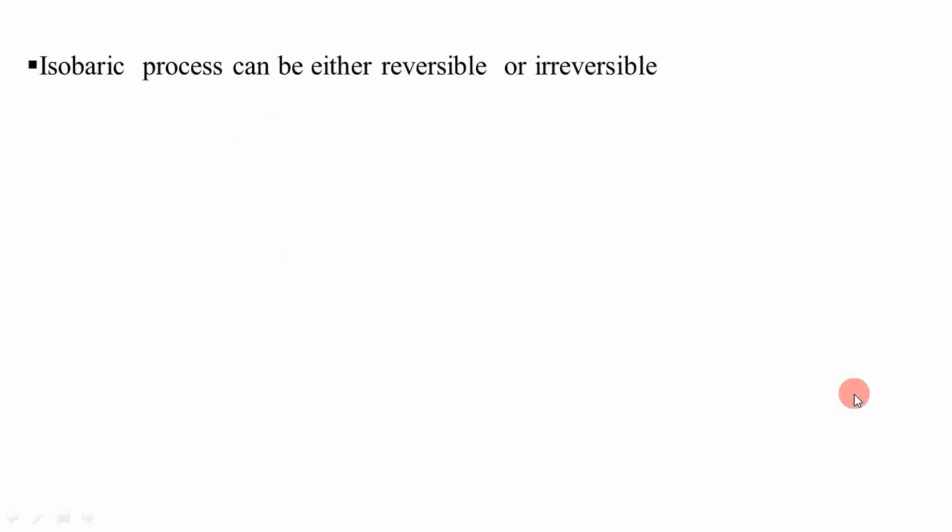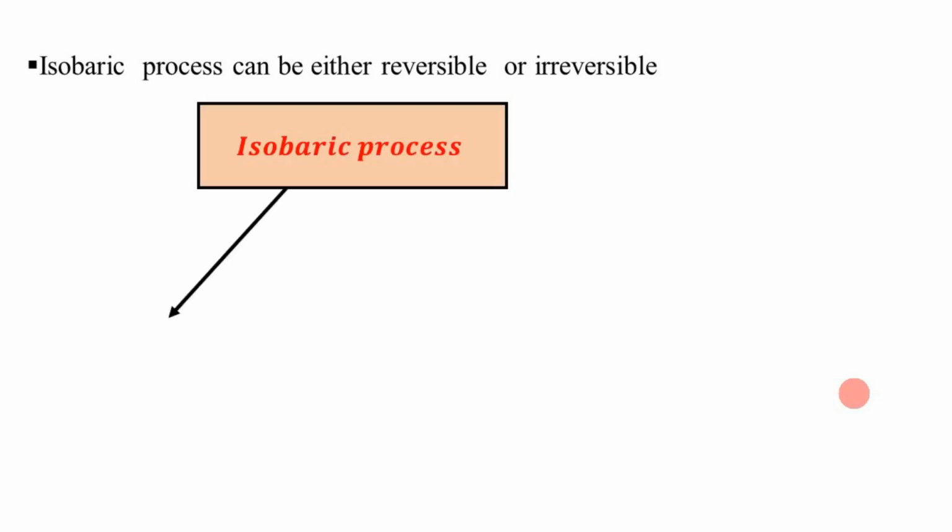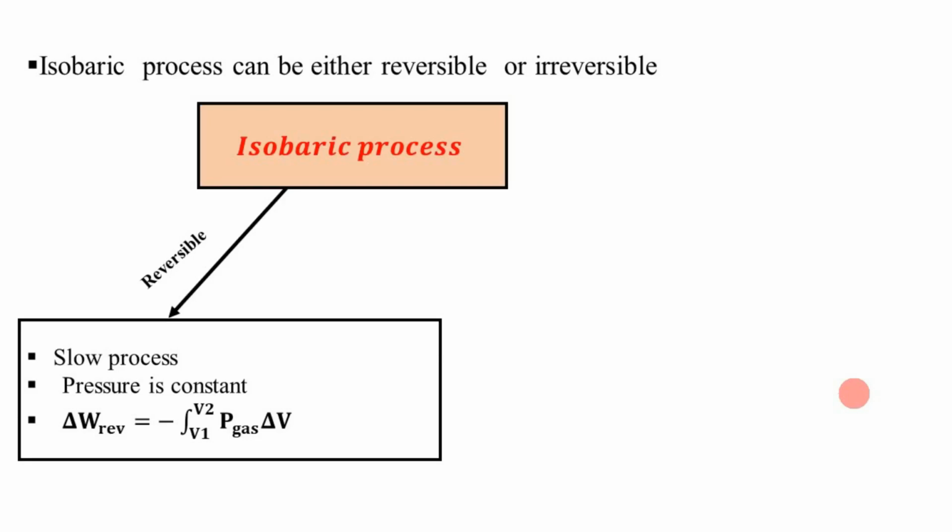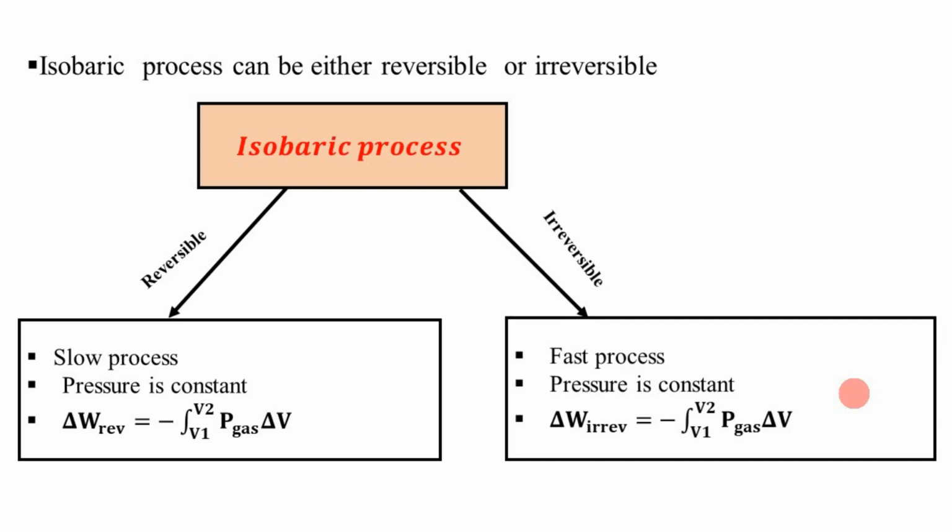An isobaric process can also be either reversible or irreversible. We have an isobaric process which is reversible, the slow process, but here the pressure is constant because we have isobaric. Then, when you have the irreversible process, the fast process, the pressure is still constant. We use the pressure of the gas, which is constant, in both cases.